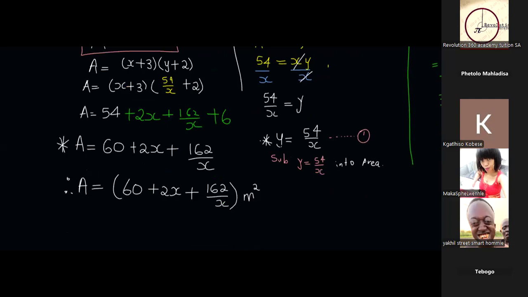In an instance where they wanted you to calculate the perimeter, it was going to be meters. If they want you to calculate the area, it's going to be meters squared. If they want you to calculate the volume, it's going to be meters cubed. Those are some of the things that you must know. We are done calculating the first question. Those are the answers with regards to the first question. Now we are going to go to the second one.